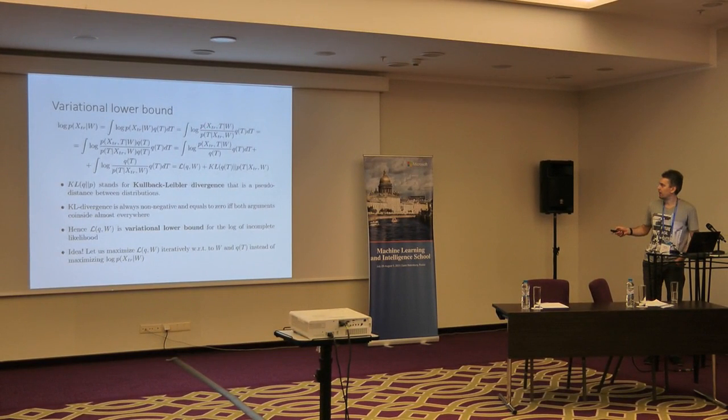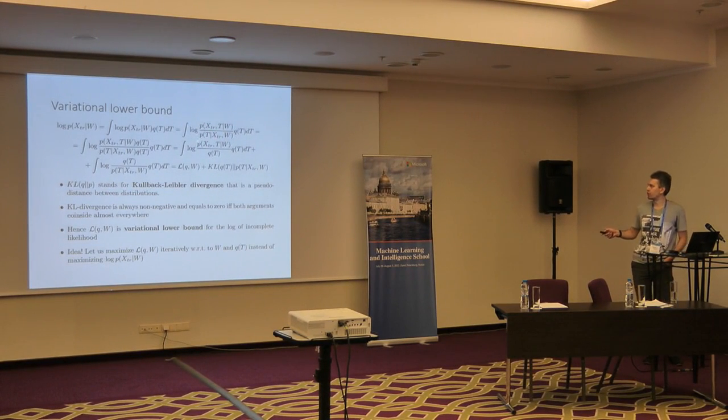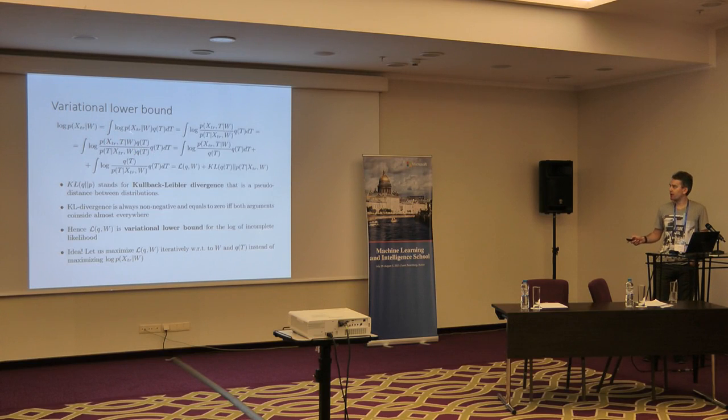So here we go: the joint distribution divided by the conditional distribution of T given X and W. And this is exactly p of X given W. Next step: let us multiply the function under the logarithm by 1, q of t divided by q of t. And now finally we split this logarithm into two parts. In the first part we unite the joint distribution and q of t in the denominator. And in the second part we unite q of t in the numerator and the conditional distribution of t given X and W in the denominator. So the first term is this one, the second term is this one. These are the terms.